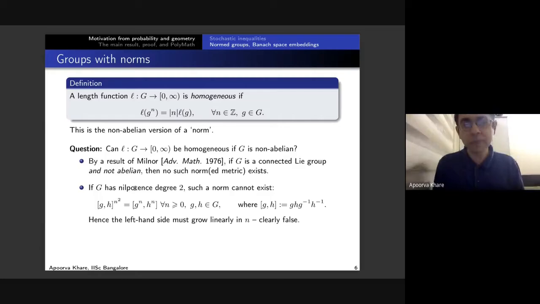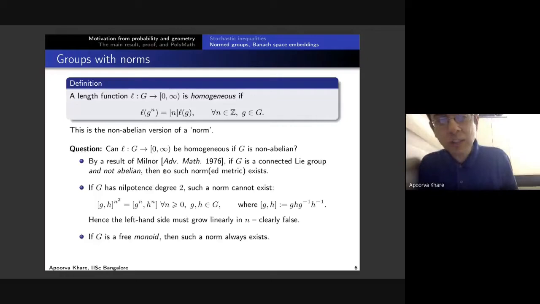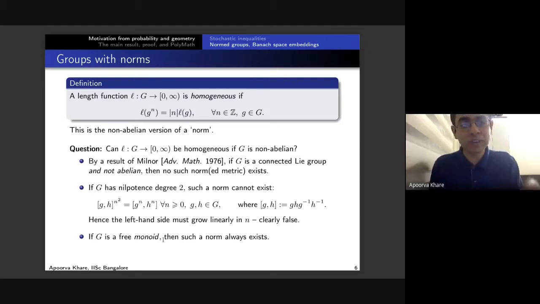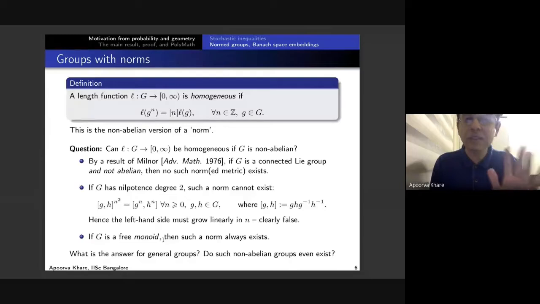Okay. So there are at least two classes of groups for which a norm cannot exist, non-abelian groups. Well, on the other hand, if G is a free monoid, not a group, then such a norm always exists. For every free monoid, there is a norm. One can prove that, and in our paper, we mentioned the construction. So now the question is, for monoids, it's always true for free monoids. For various groups, it's never true. What is the answer for general groups? Can we at least find one example of a non-abelian group with a norm?